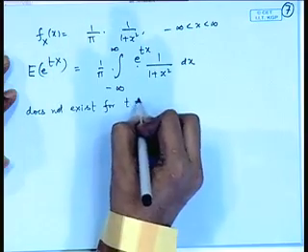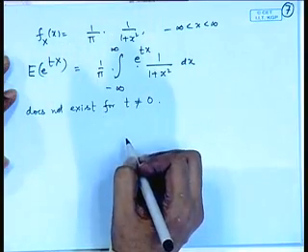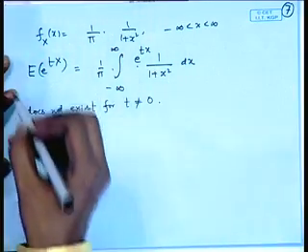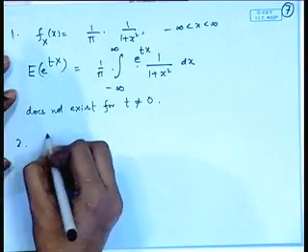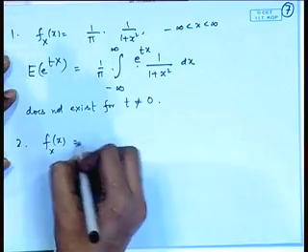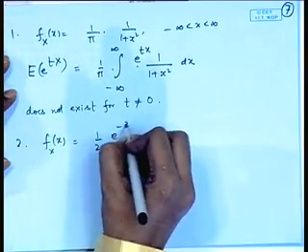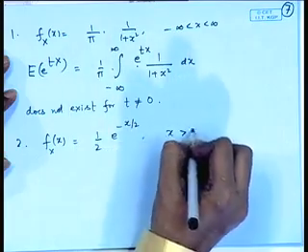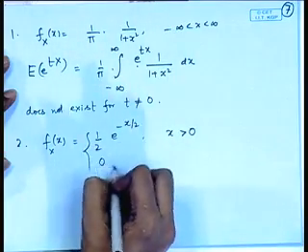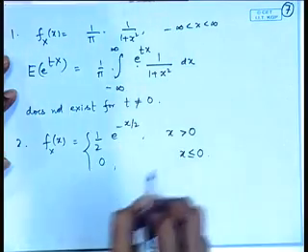For t not equal to 0. Let us take another example. Say f(x) is equal to half e to the power minus x by 2 for x greater than 0, 0 for x less than or equal to 0.